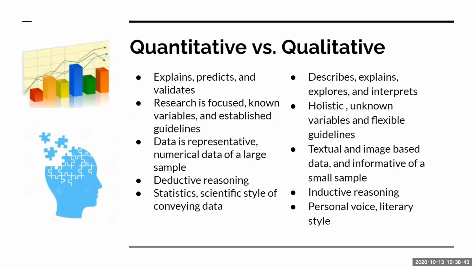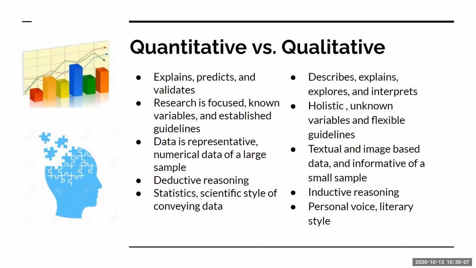Two types of data are quantitative and qualitative. Quantitative data tends to explain, predict, and validate. The research is focused and has known variables and established guidelines. The data is representative of a large sample and it is numerical. It tends to be deductive reasoning and consists of statistics and has a scientific style of conveying data.